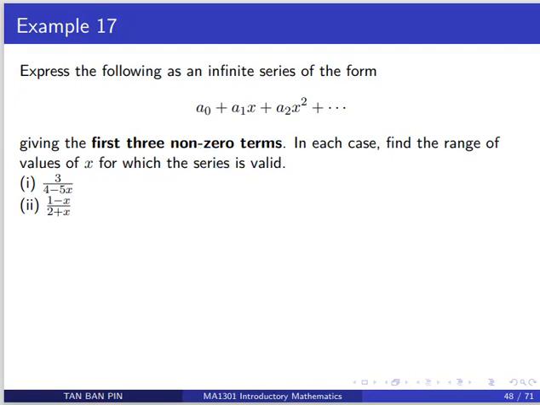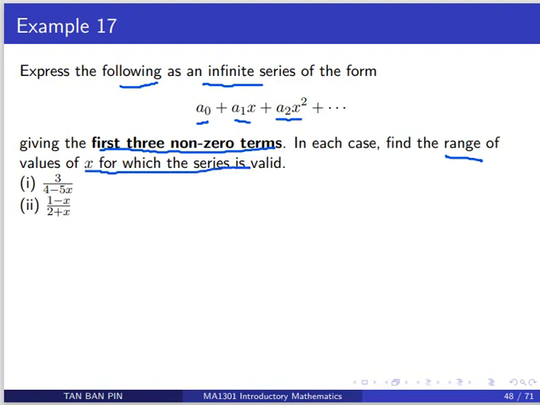In this example, you are asked to express the following as an infinite series of the form a0 plus a1x plus a2x squared, giving the first three non-zero terms. And the second part asks for a range of values of x for which the series is valid.